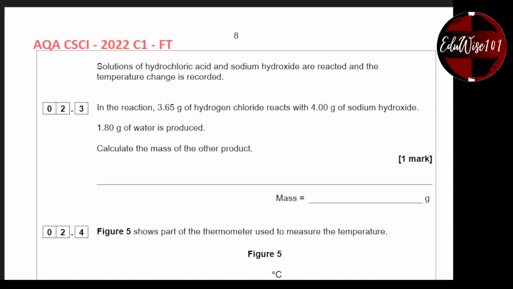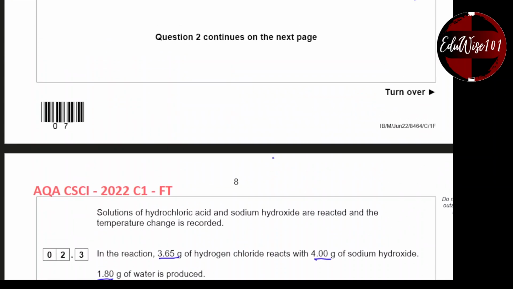Next question. Solutions of hydrochloric acid and sodium hydroxide are reacted and the temperature change is recorded. In the reaction, 3.65 grams of hydrogen chloride. So you have 3.65, that's actually key. 3.65 grams of hydrogen chloride reacts with 4 grams of sodium hydroxide. 1.8 grams of water is produced. Calculate the mass of the other product. So they want to know the mass of the salt that is actually produced.